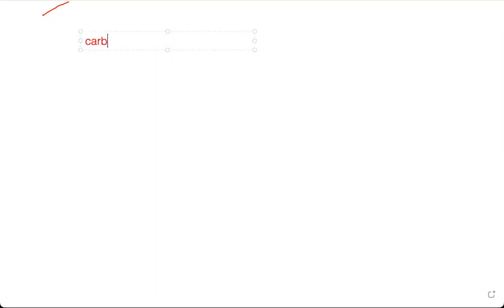Carboxylic acid. We have done alkane, alkene, haloalkanes, alcohols. So I'm just adding carboxylic acids and ketone and aldehyde. What else do we have? Okay, let's not add more things right now. Yes, carboxylic acid.